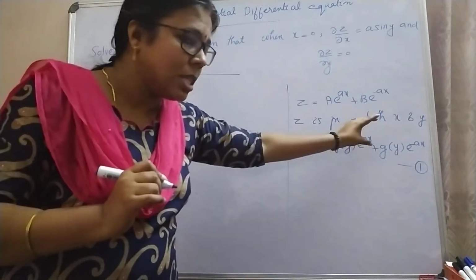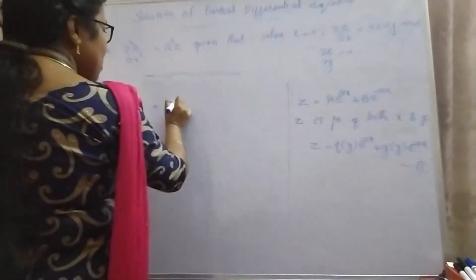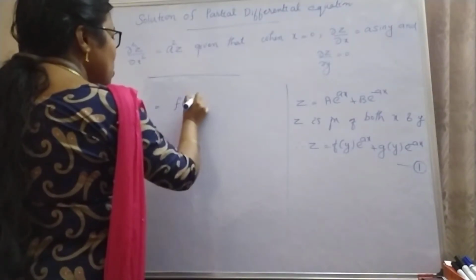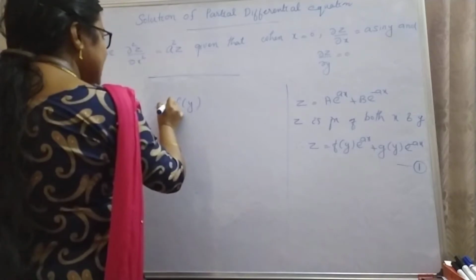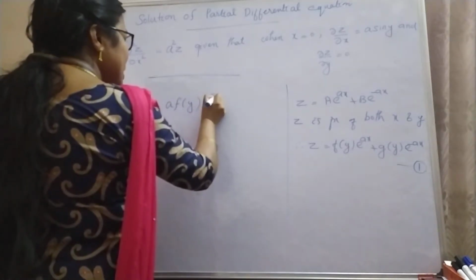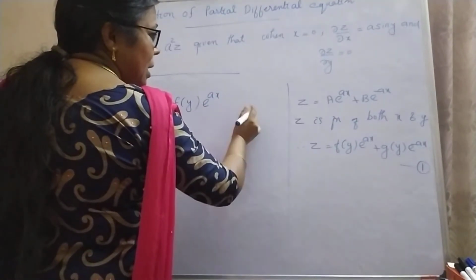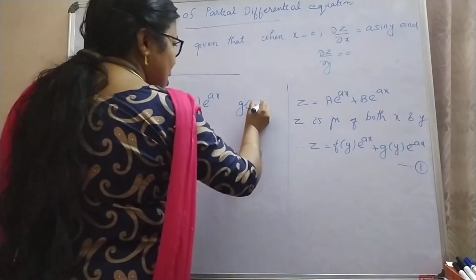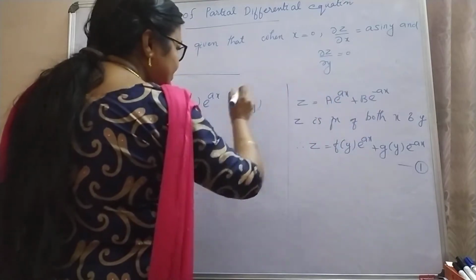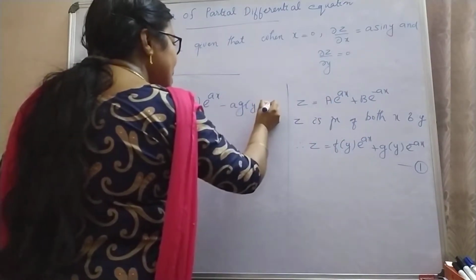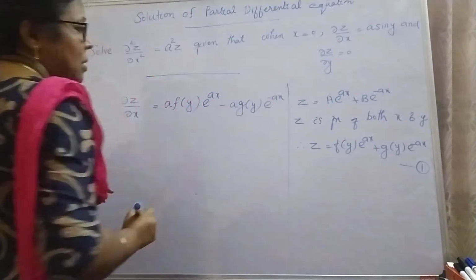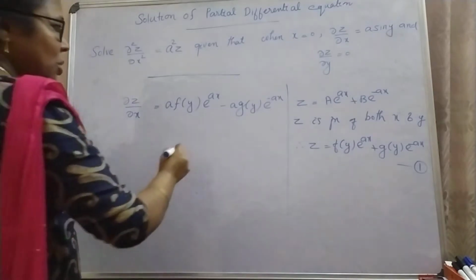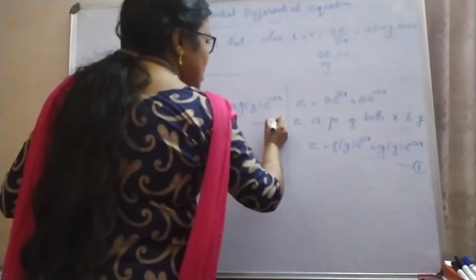Here f(y) and g(y) are constants. Therefore, f(y) into the partial derivative of e^(ax) is a e^(ax). Then g(y) is a constant. The partial derivative of e^(−ax) is −a e^(−ax). Put it as equation number 2.